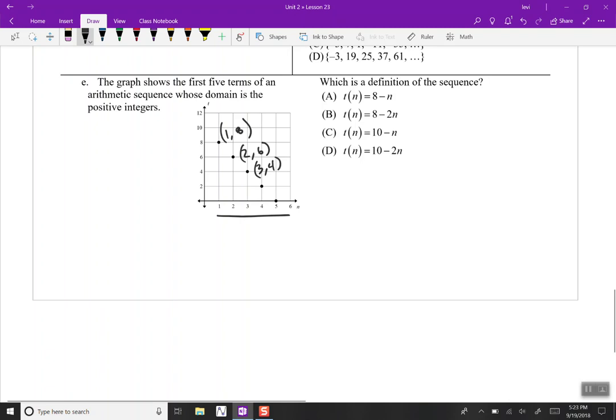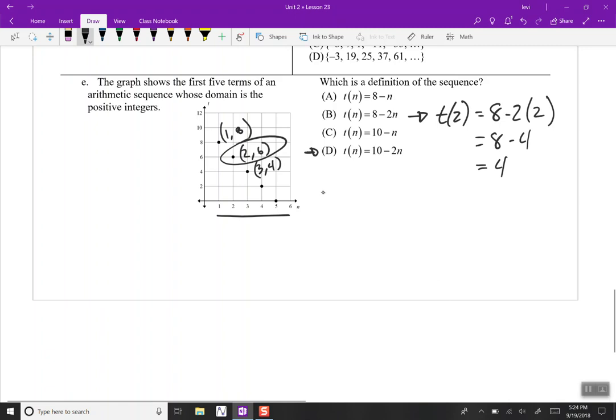So we ought to be able to substitute in a 1 into any of these. I can do it quickly. I see that looks like B is going to be the answer, so let's try this one. Let's plug it into this one. So plug in any of these numbers, right? So let's try 2, 6 right here. If we substitute in a 2 for n, we should get a 6 out. So T of 2 equals 8 minus 2 times 2. So that's 8 minus 4. 8 minus 4 is 4. Ooh, that's not right.